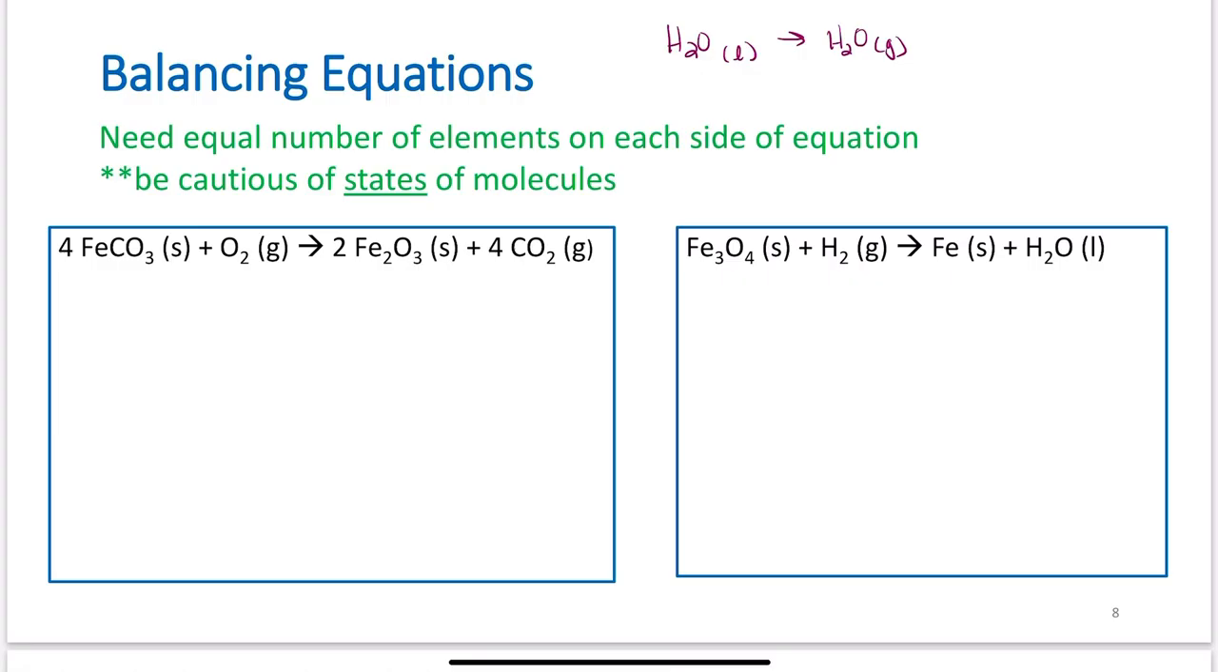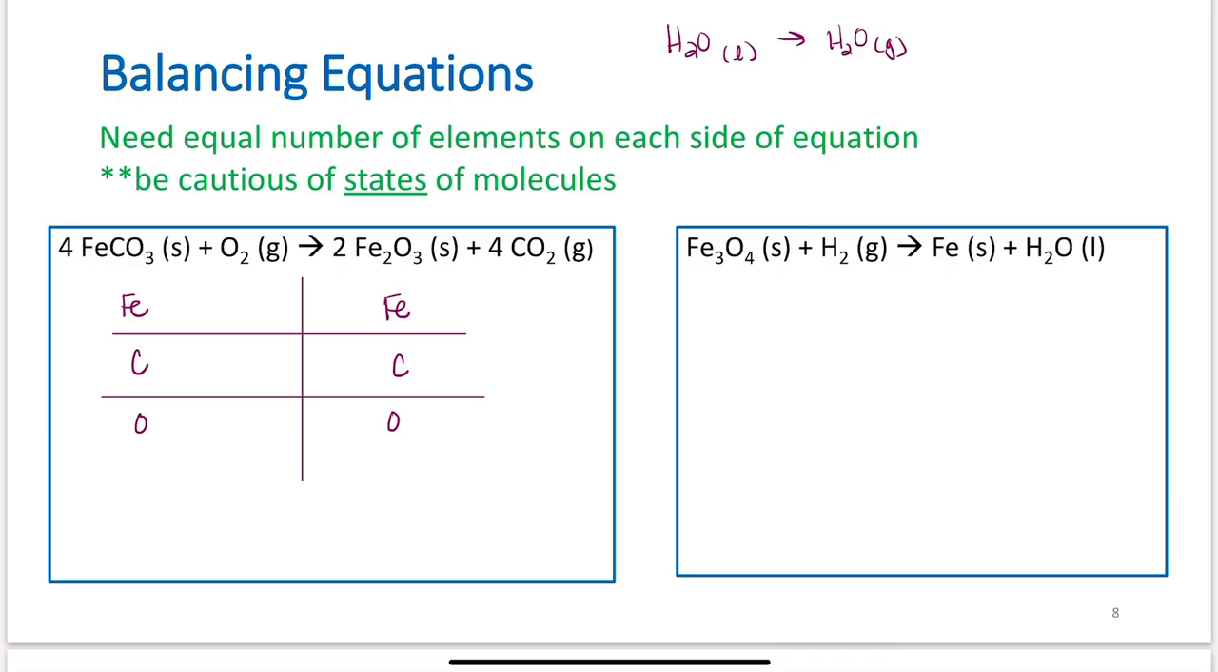So first up, this one should be balanced. Let's just check it. What I like to do is write down all the elements I have. I have iron, carbon, and oxygen. Iron, carbon, oxygen. I like to write them in the same spot under the reactants and products. And then if balanced, they should match. Here I have 4 iron, 4 carbon, 4 times 3, so I have 12 oxygen. I have 2 more oxygen right here, giving me a total of 14 oxygen.